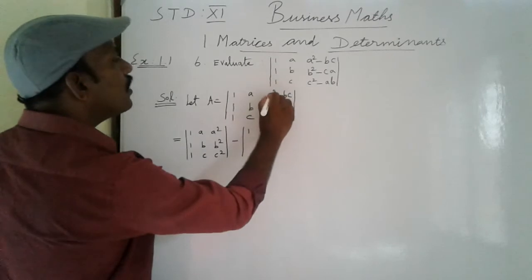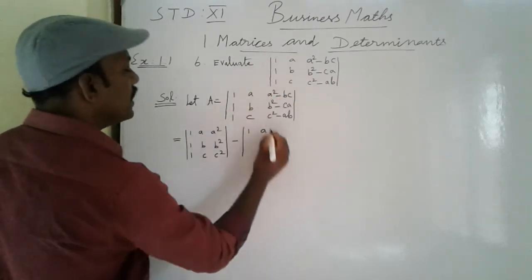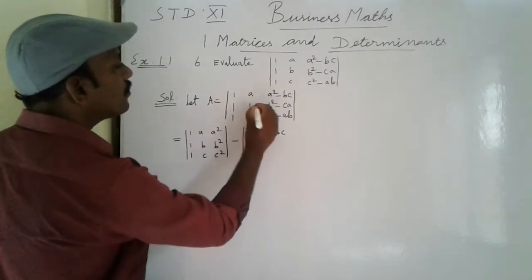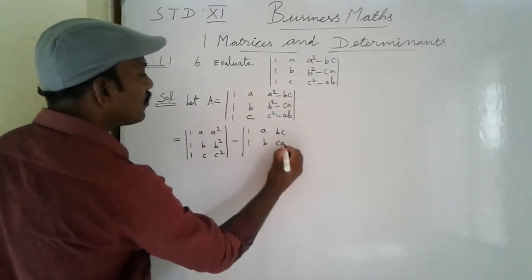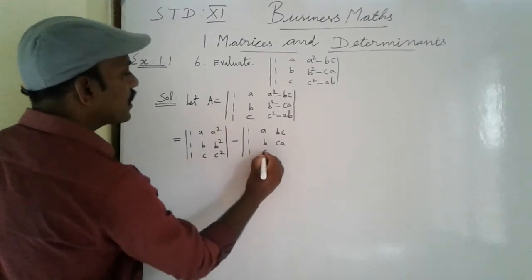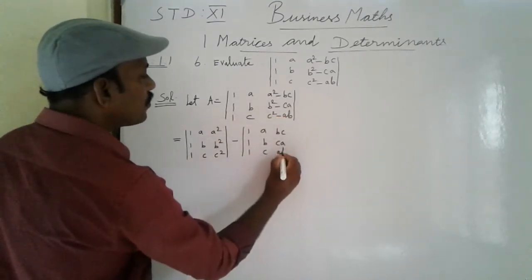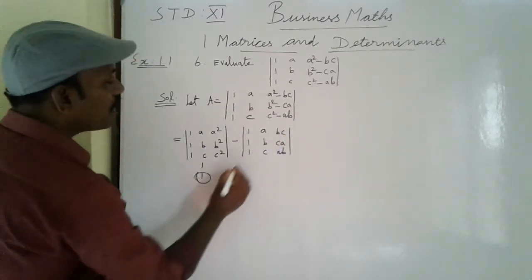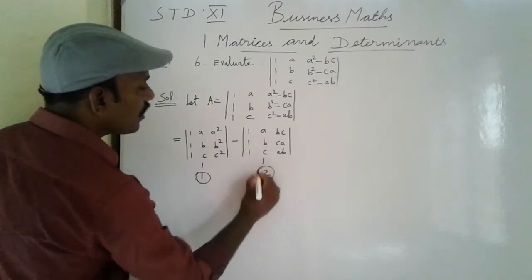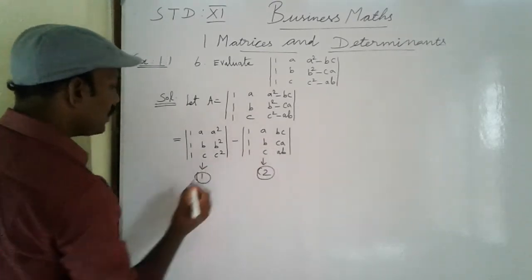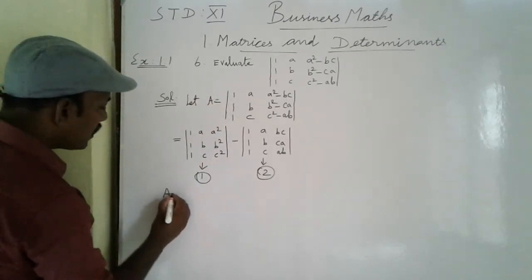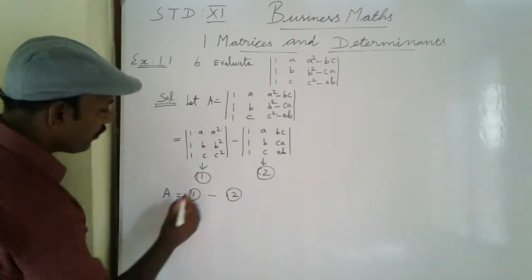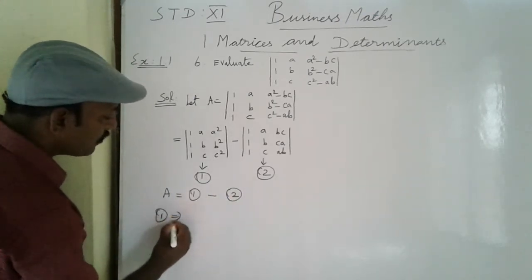1, a square already taken, so bc. Next is 1, b, ca. Next 1, c, ab. This is the first determinant, equation number 1. This is the second determinant, equation number 2. Therefore, A is equal to equation 1 minus equation 2. The first equation we should take.